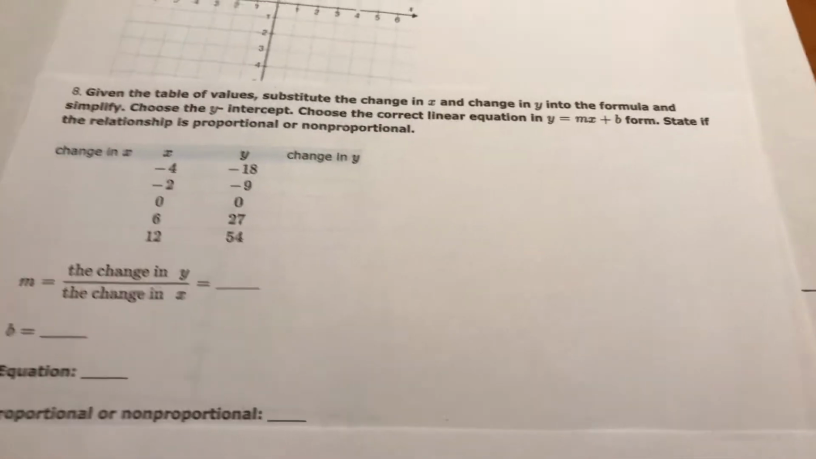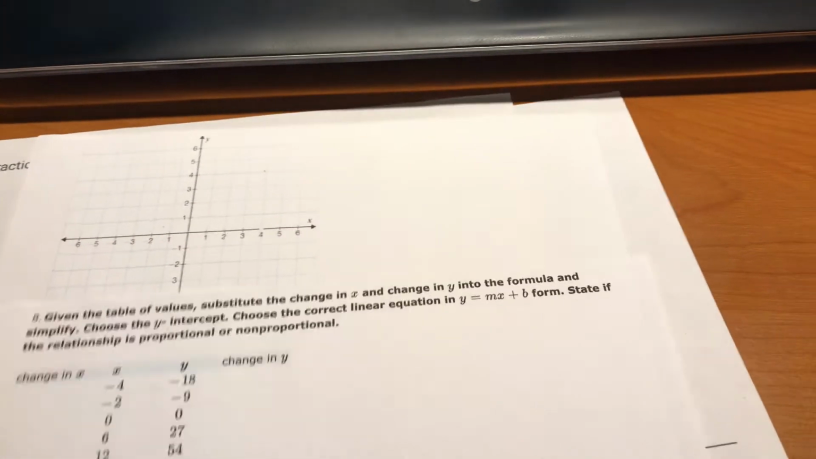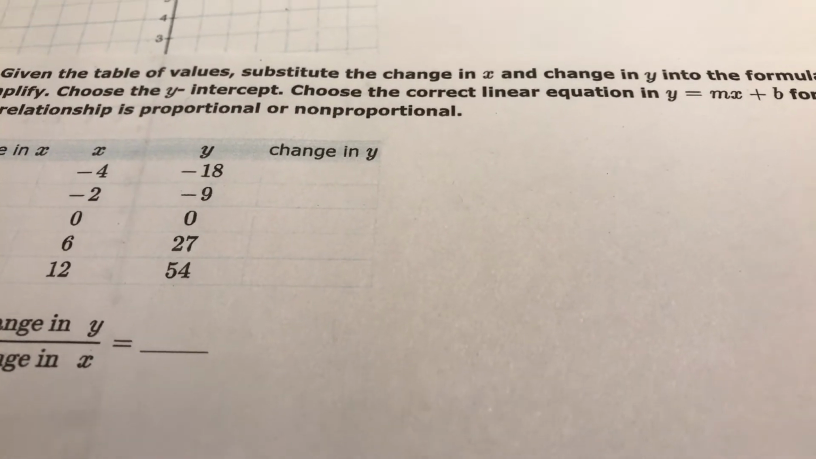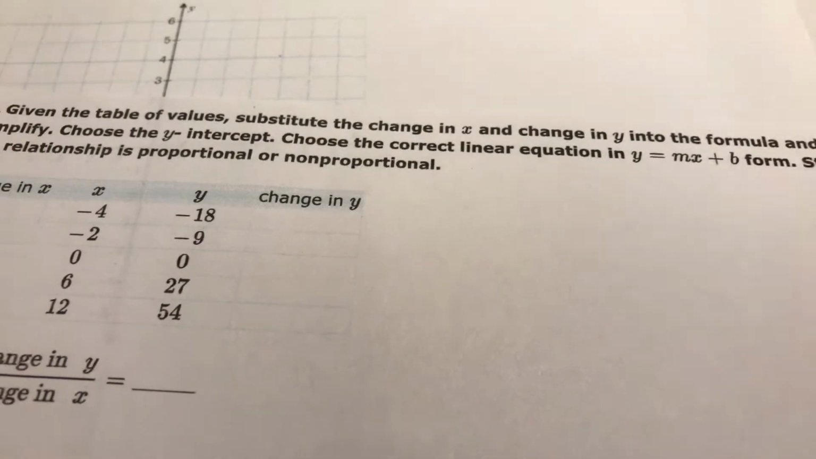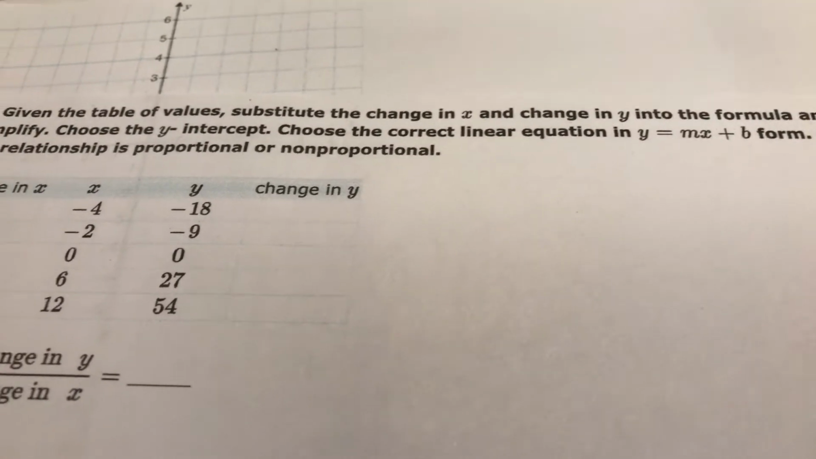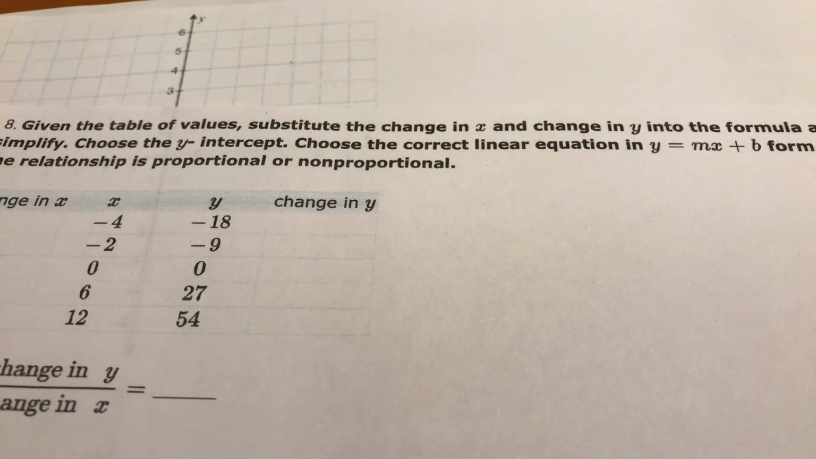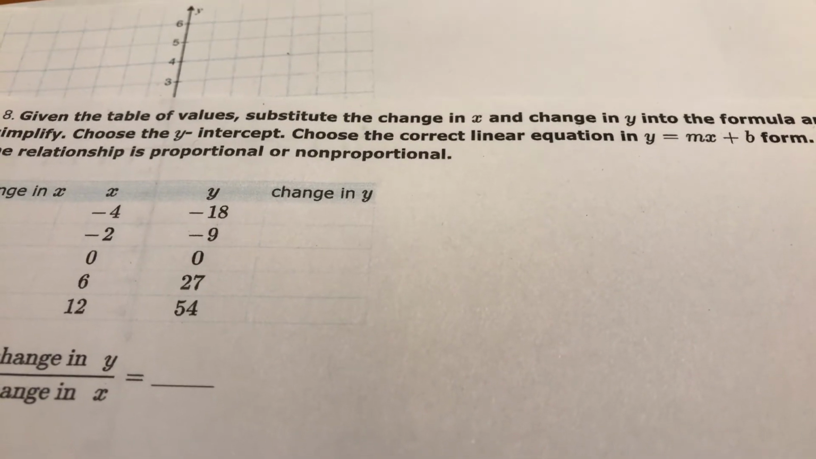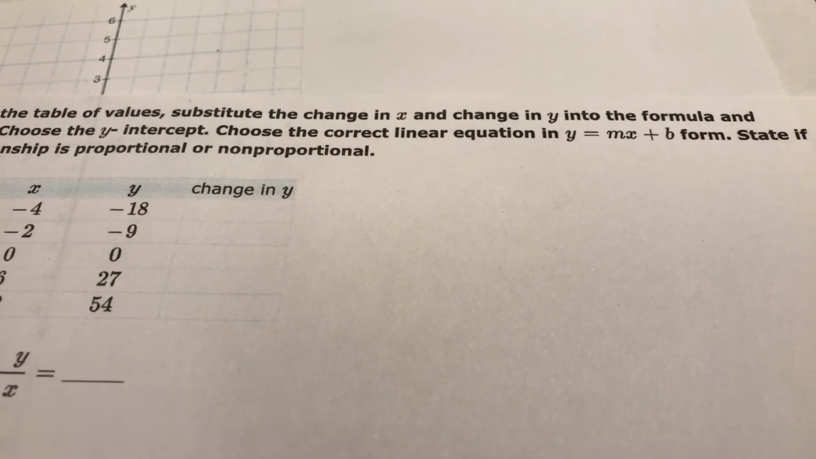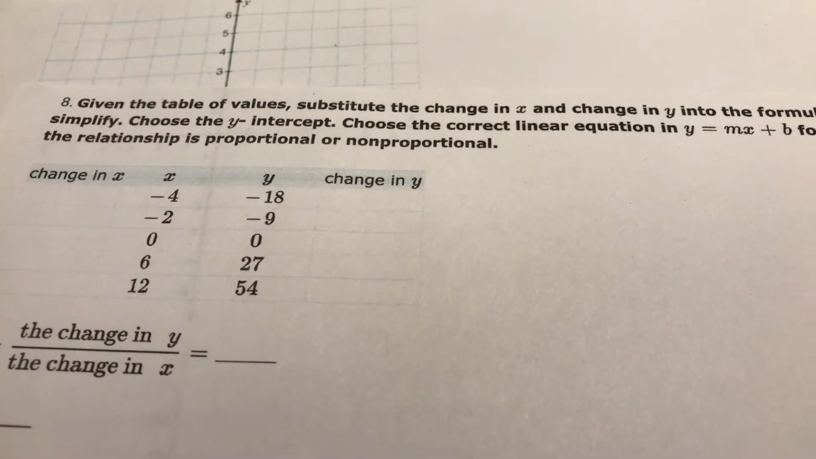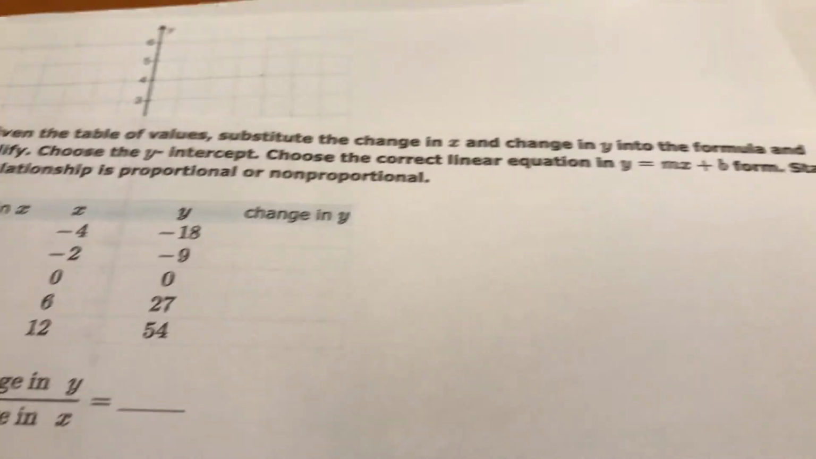So, last one. Up here, you have to do a little bit of work. Okay? Given the table of values, substitute the change in the x and the change in the y into the formula and simplify. Choose the y-intercept and choose the correct linear equation in y equals mx plus b form. State if the relationship is proportional or non-proportional.